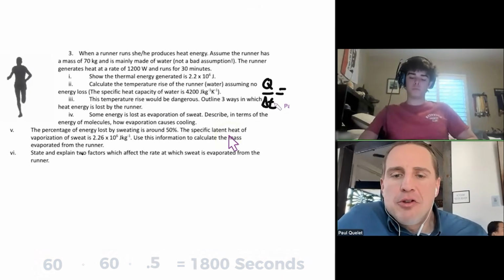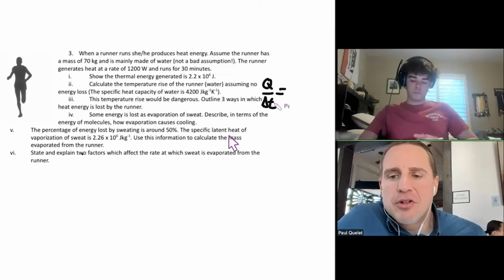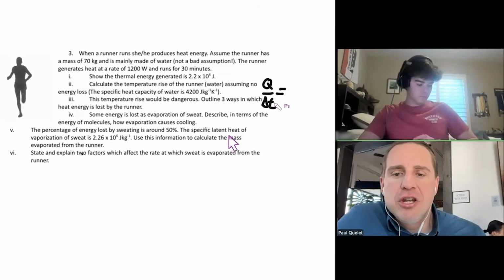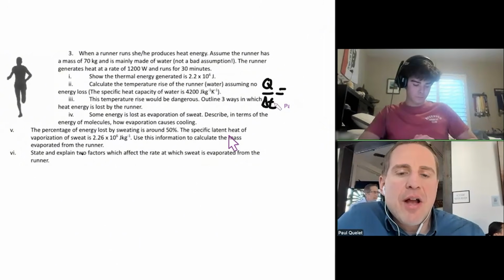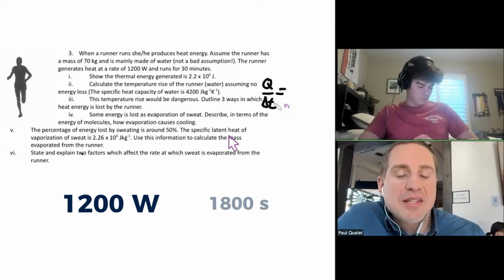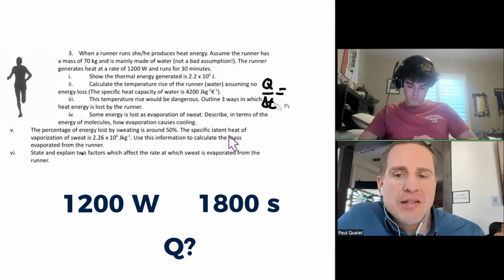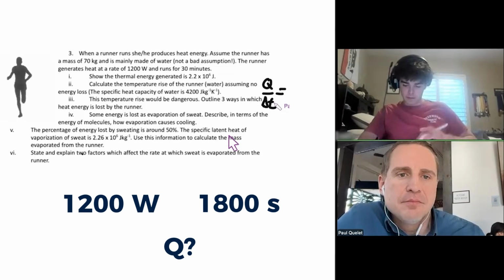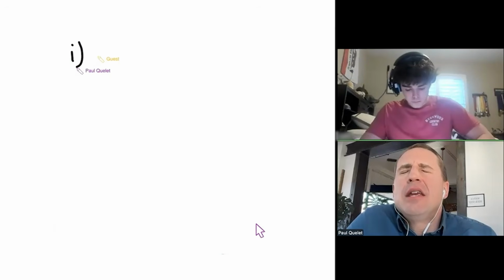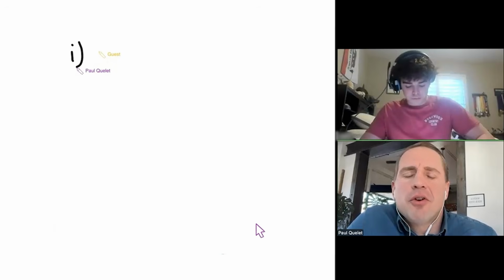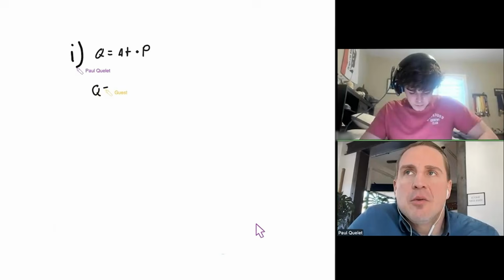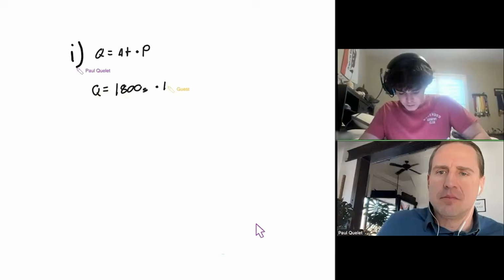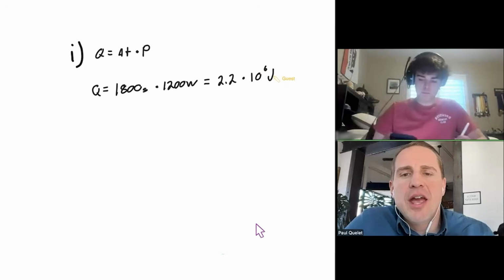Now, we should be able to do the calculation for number 1 without too much difficulty. Show the thermal energy generated is 2.2 times 10 to the 6 joules. Well, if we've got the power and we have the time, can we calculate the Q? That's the heat energy, thermal energy generated. Absolutely. If Q over delta T equals P, then how can we solve for Q? You can do Q equals delta T times P. Perfect. And that's pretty easy. Put the numbers in: 1,800 seconds times 1,200 watts. So that's capital J for joules, and put a box around that.